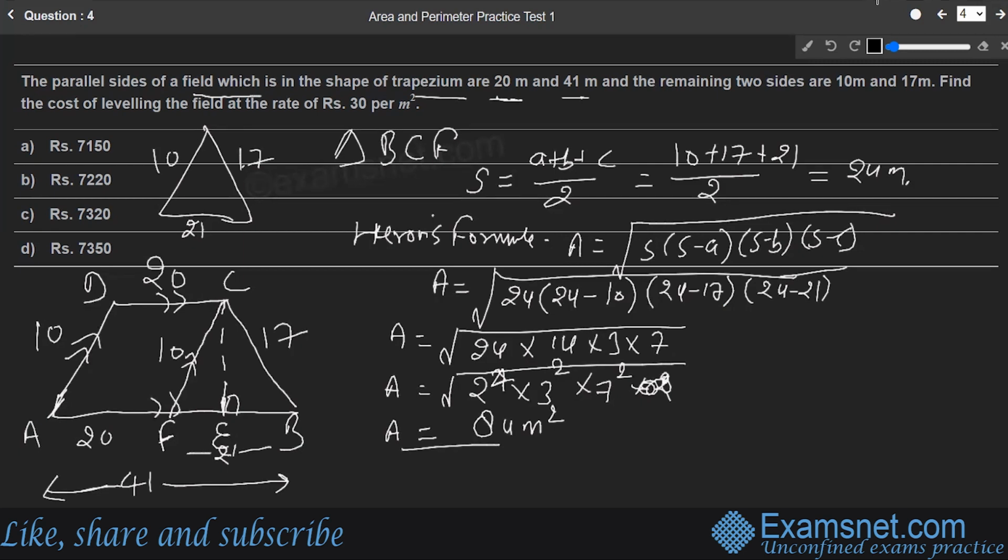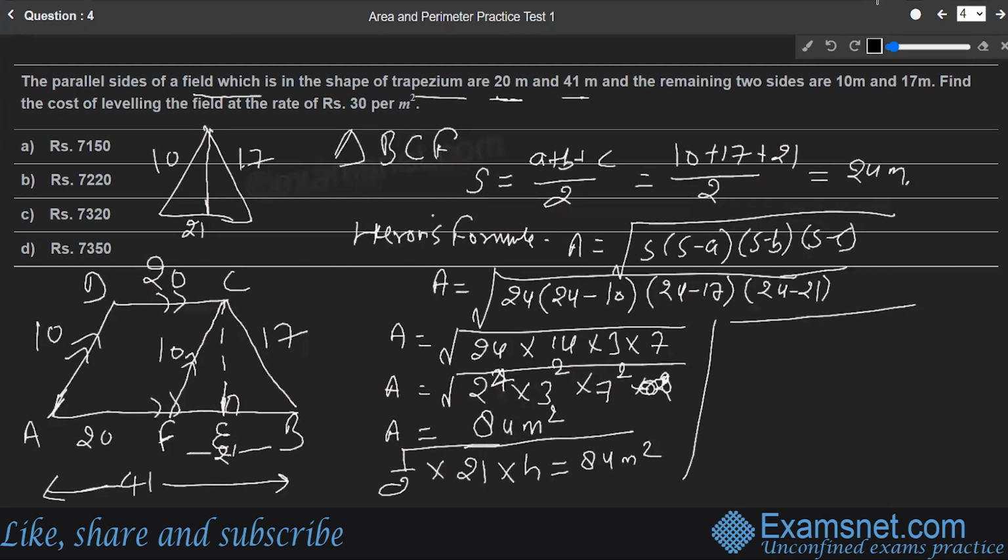Now, if the area is there, we can obviously find the height. The other formula for the triangle's area is half of base into height. So we can equate half of the base, which is 21, into the unknown height, to 84 meters square. This will give us the height value. By using this, the height is coming out to be 8 meters. This height is nothing but the length of CE. Now we have got the height of the trapezium.